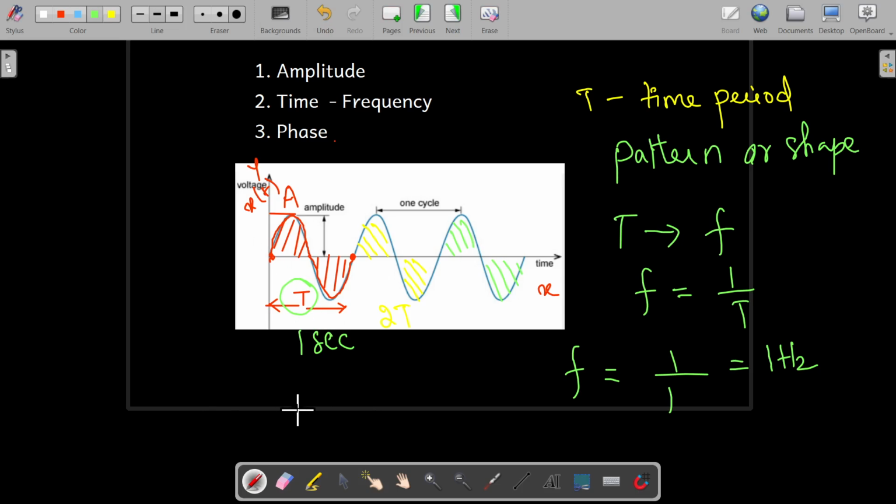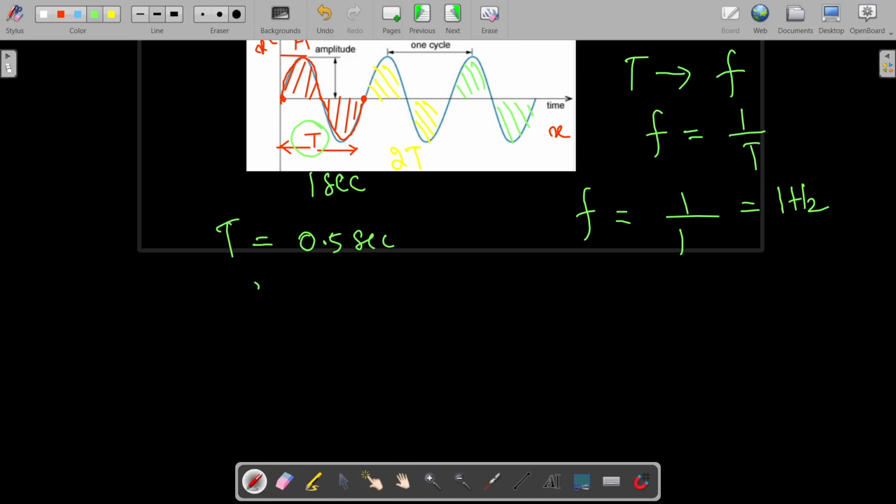Suppose the signal takes 0.5 seconds to finish one particular pattern. Finish the pattern, one pattern, then the pattern gets repeated. So if the signal takes the time period of 0.5 seconds, then what is the frequency of this?